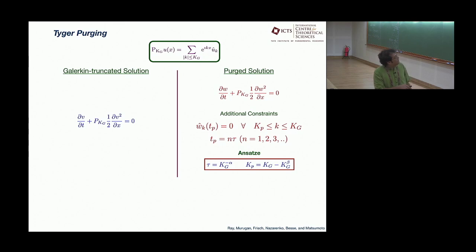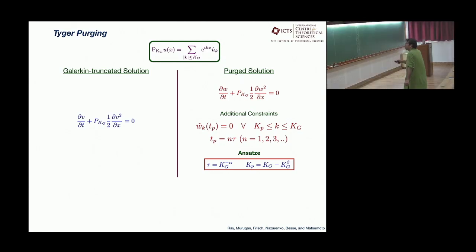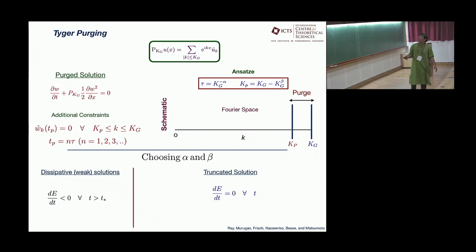And we choose a purging wave number. The wave numbers, the boundary layer bit close to k_G, where we actually set modes to 0. We choose that boundary layer as k_G minus k_G to the power beta. So schematically, all that this means is, if this is my Fourier space, then every interval tau, the small boundary layer, I just erase it out. And then till the next time interval, I allow things to evolve. So the question really becomes, how do I choose this alpha and beta?